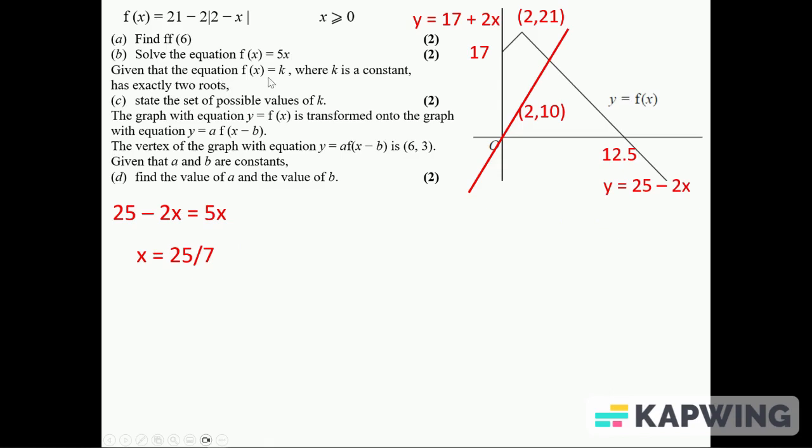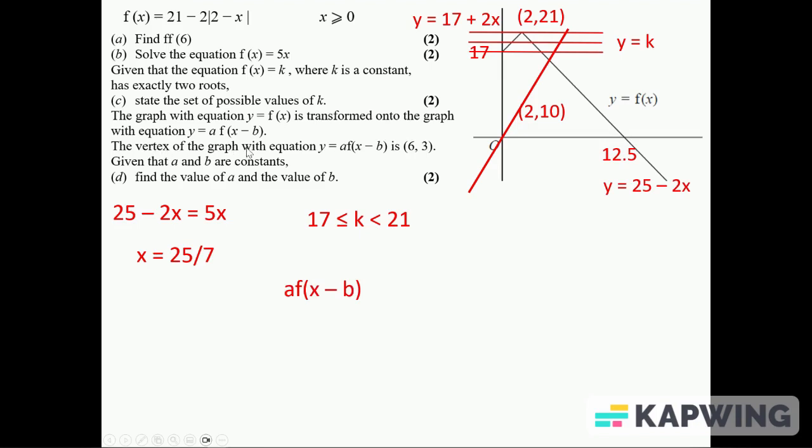And it says the equation f of x equals k has exactly 2 roots. Well, if I drew the line y equals k and I put k equals 17, it looks like this. And there I've got 2 roots. 0 will be one of them, and that will actually be 4 because of the symmetry of it. I could move it up a little bit as well. I'd still have 2 roots, but I couldn't go right at the top because there would only be 1 root. So k needs to be at least 17, but not as much as 21. And you'll need to get both these inequalities right to get both marks there.